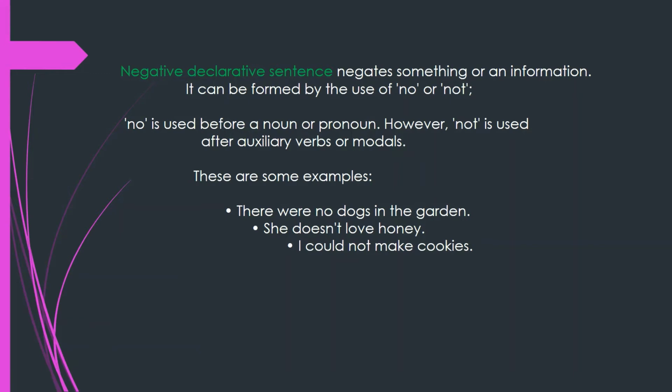A negative declarative sentence negates something or an information. It can be formed by the use of no or not. No is used before a noun or pronoun. However, not is used after auxiliary verbs or modals. These are some examples. There were no dogs in the garden. She doesn't love honey. I could not make cookies.